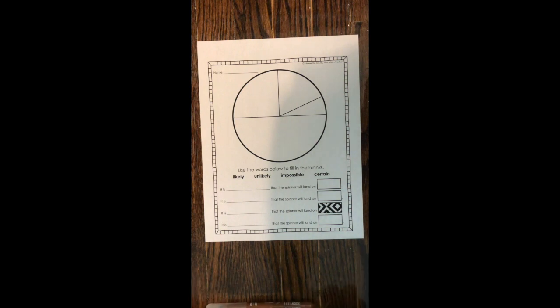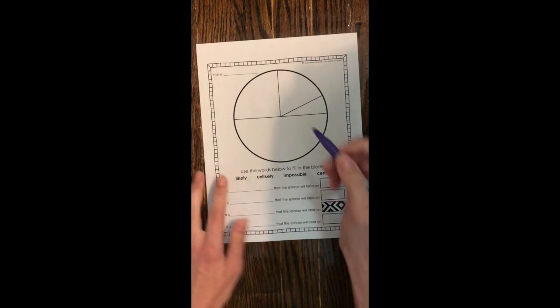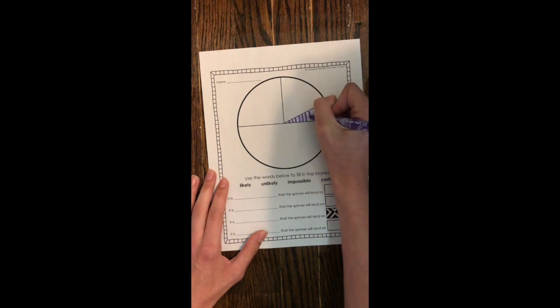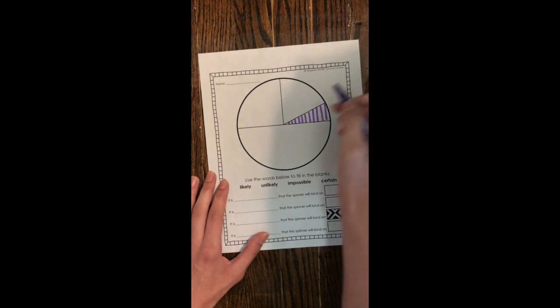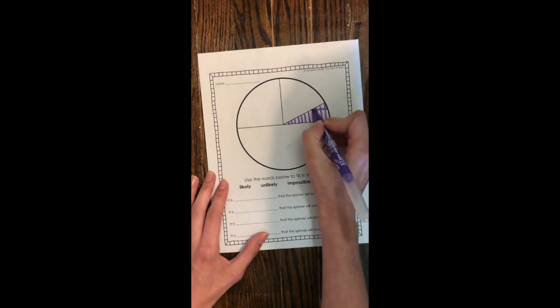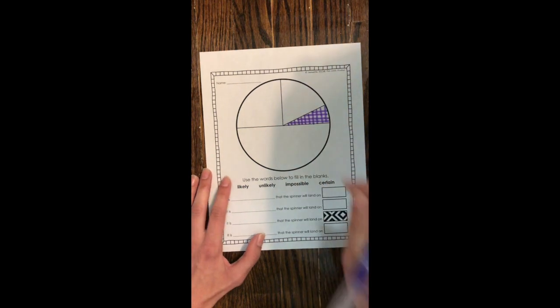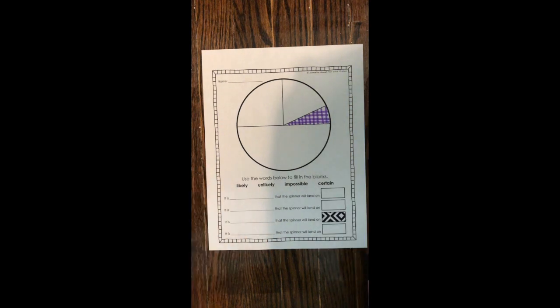So, I'm going to start by decorating my spinner. And I'm going to start with my little one here. And I'm going to do some lines going down in purple. And I think I'll make this like a checkered board. So I'll do some lines going this way too. It's very important that all of my sections are different. So there is my first section.